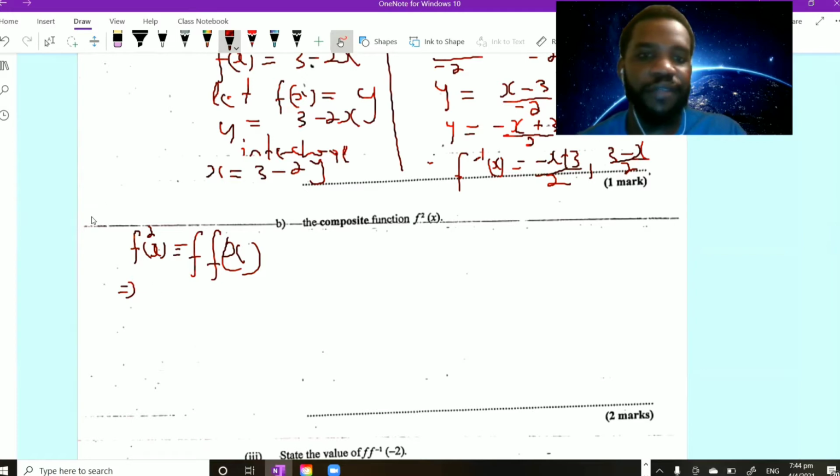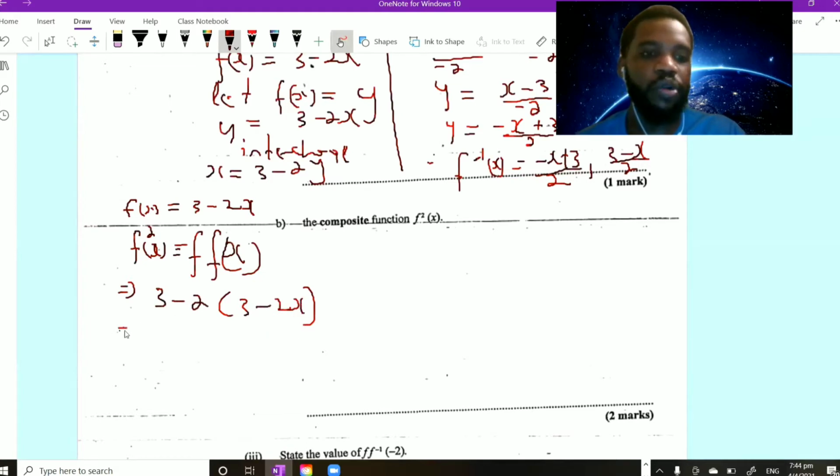Now, bear in mind that f of x, let me just put it back right here. F of x was equal to 3 minus 2x. So when you find f of f of x, the function f of x is going to replace your domain, which is x. So where I have x, I'm just going to put a big bracket there. So I'm going to have 3 minus 2, big bracket, and I'm going to put f of x inside of this bracket, which is 3 minus 2x.